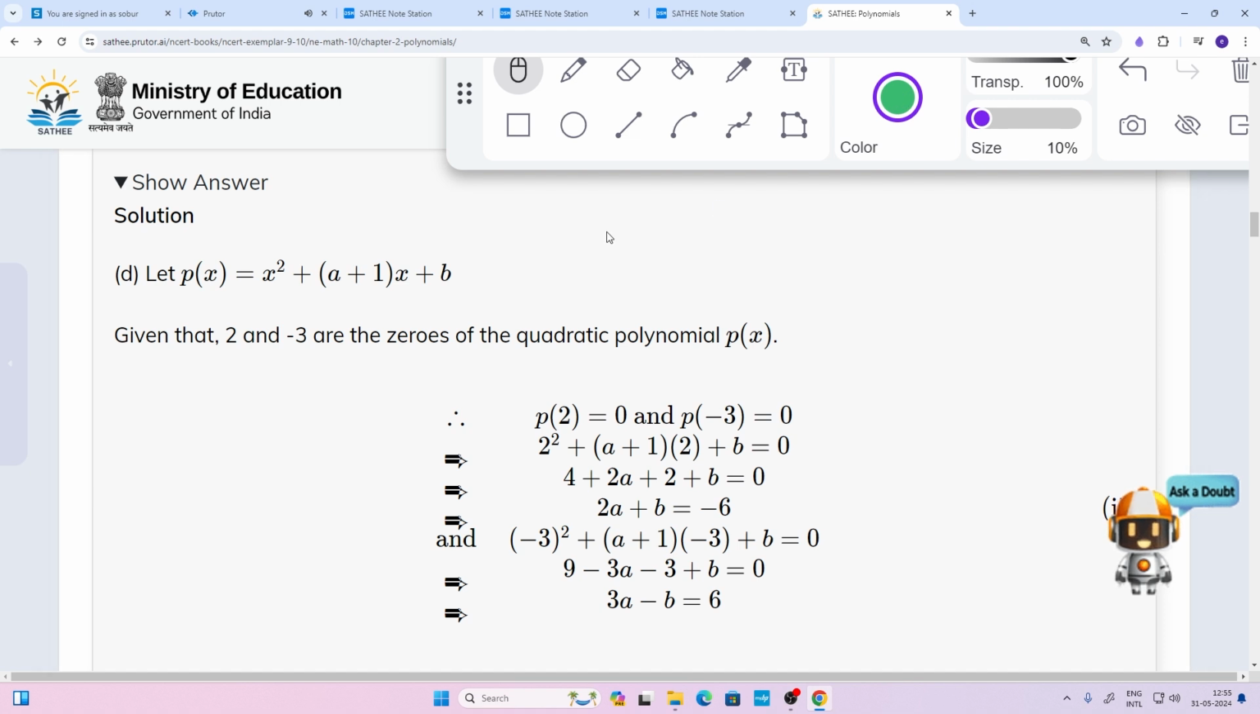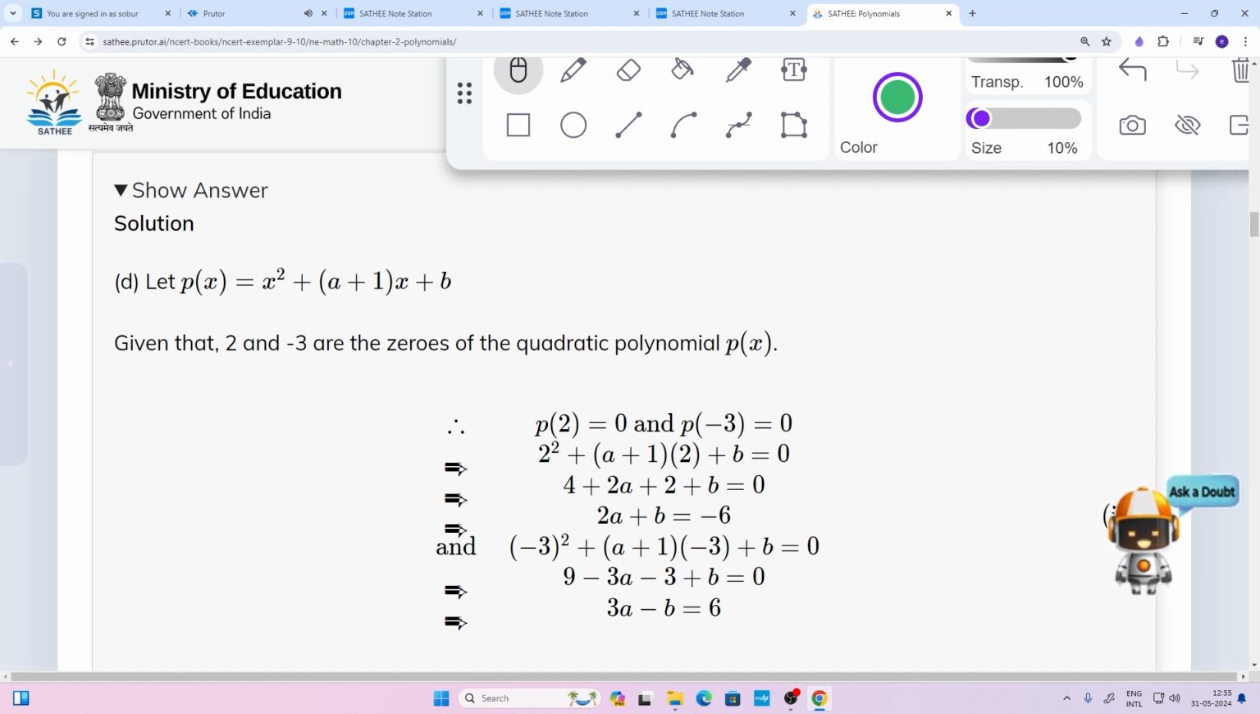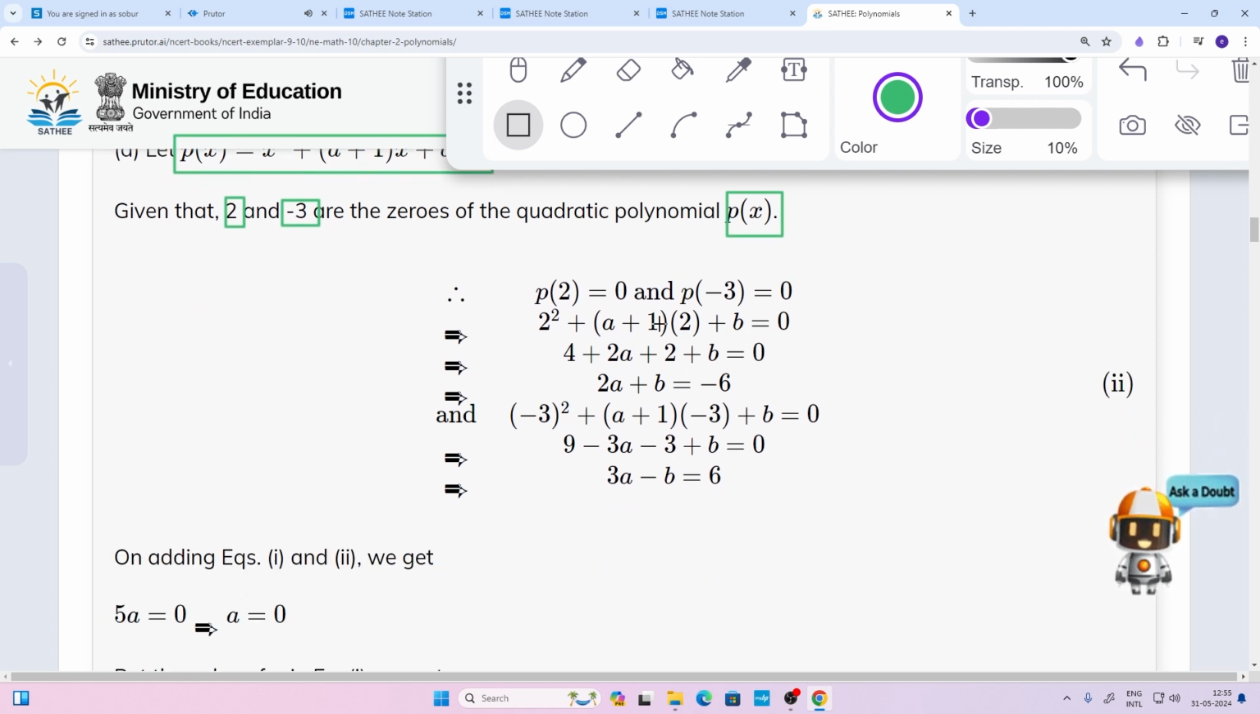be equal to x square plus a plus 1 x plus b. Given that 2 and minus 3 are the zeros of the quadratic polynomial p of x. So therefore p of 2 is equal to 0, and p of minus 3 is equal to 0.